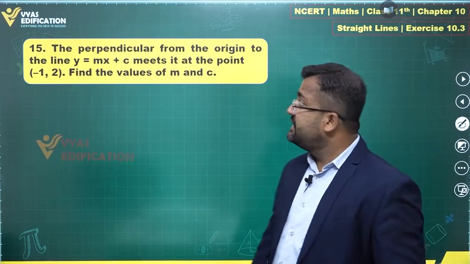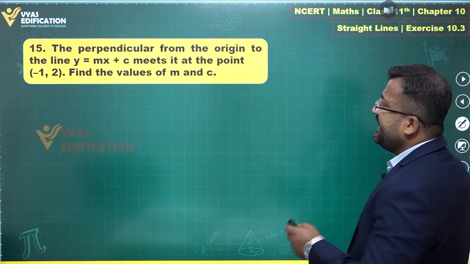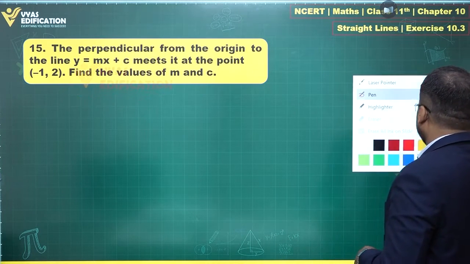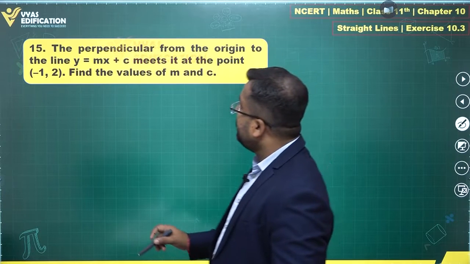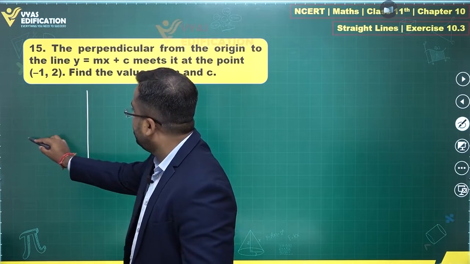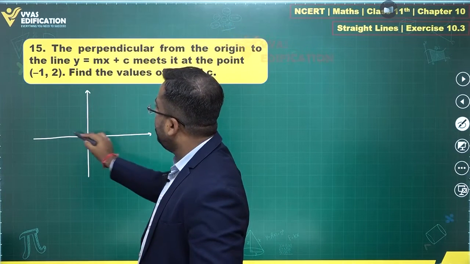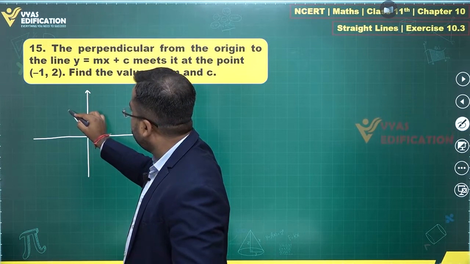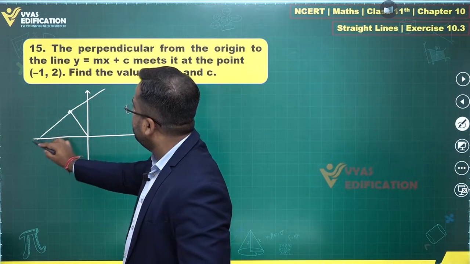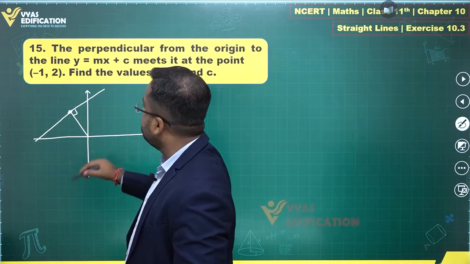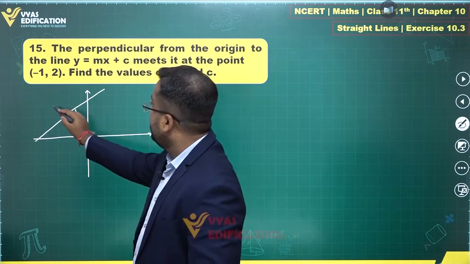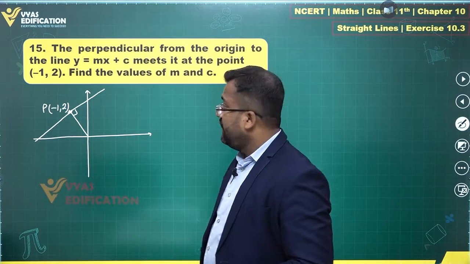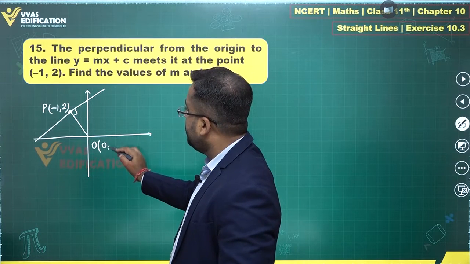The 15th question says perpendicular from the origin to the line meets it at the point, find the values of M and C. Okay, pretty interesting. So there is some point minus 1 comma 2, and there is a perpendicular from the origin which meets a line. If this is perpendicular, then this line will be perpendicular, right? This is minus 1 comma 2, this is point P, let's say, and this is the origin O, 0 comma 0.